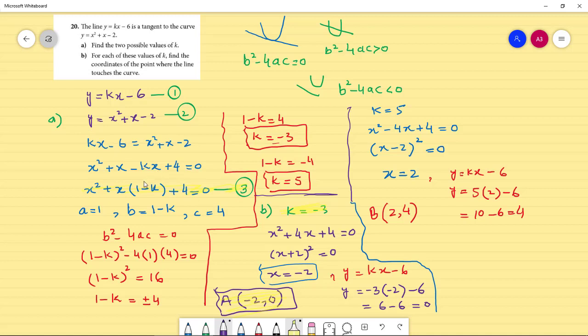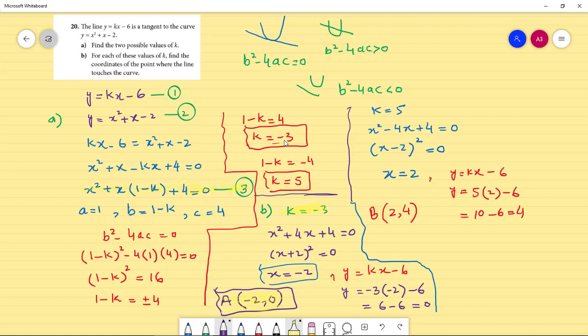x minus kx, we take x common because we have to find a, b, c to put in the discriminant. Then b is actually the coefficient of x. That is the reason we take x common from both of the x terms. So this will become 1 minus k plus 4. So put in b squared minus 4ac is equal to 0, then solve it, and we find two values of k. k is equal to minus 3 and k is equal to 5.